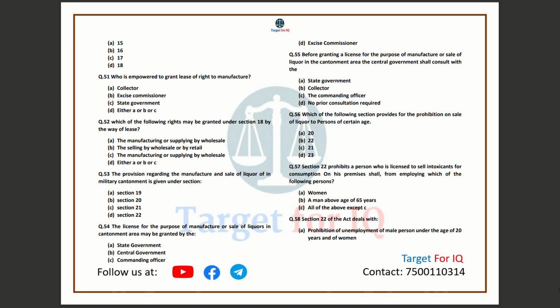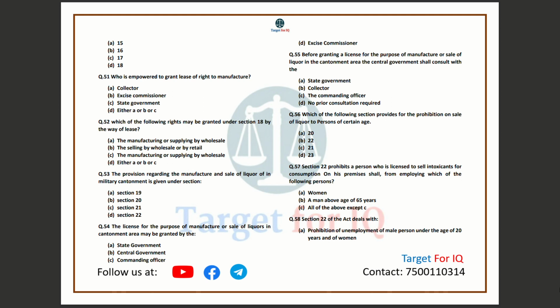Question number 51. Who is empowered to grant lease of right to manufacture? Option A, collector. B, excise commissioner. C, state government. And option D is either A, B or C. The correct answer to question number 51 is option C, that is state government.